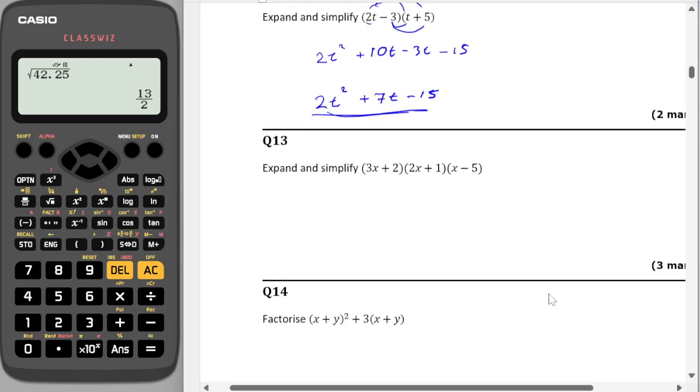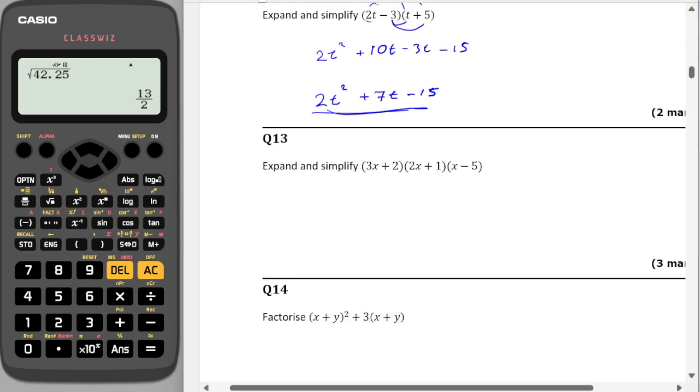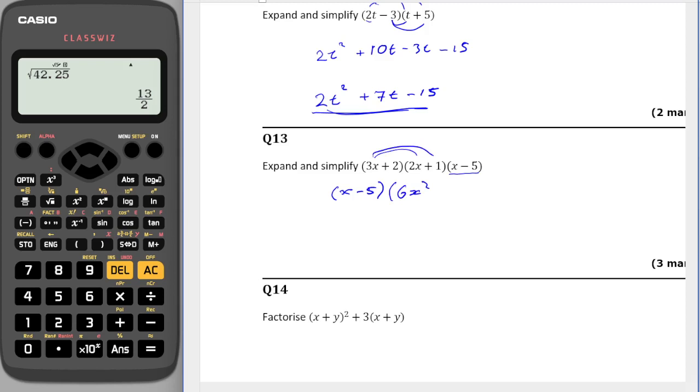Okay, question 13, expand, and we've got a triple bracket here. Whenever I'm expanding a triple bracket, I will always save my easiest bracket for last. That's just my personal preference. You could have done this a number of different ways. If I expand these terms, I would get 6x squared, 3x plus 4x, so 3 plus 4 is 7x, and then plus 2. I have no issue with the grid method for this. I think it's quite a nice way. The construction line is okay, but can be a little bit confusing. I tend to do it this way.